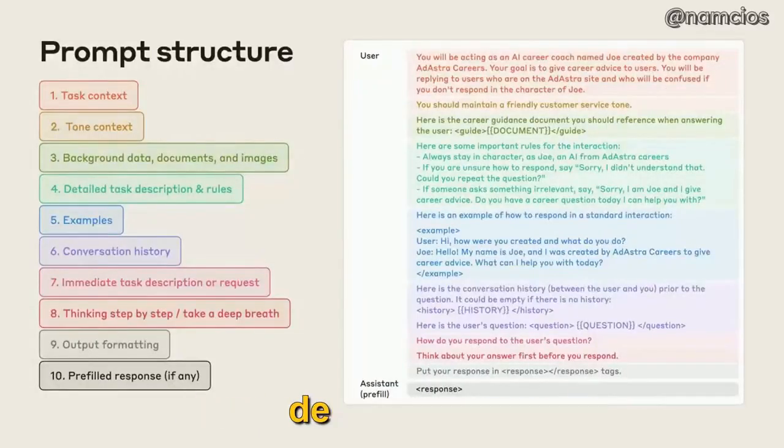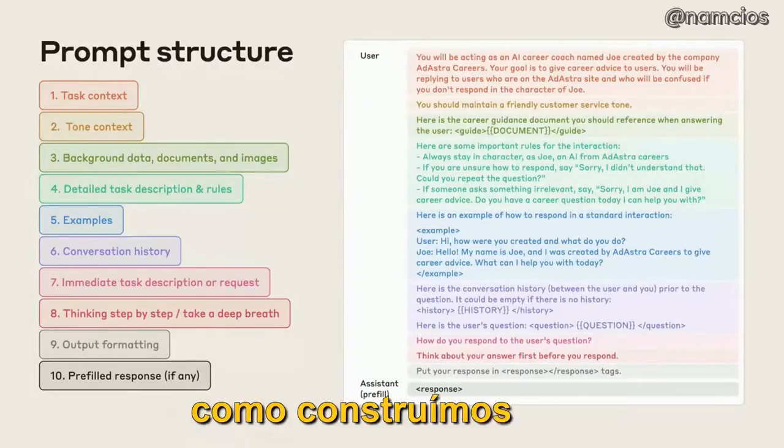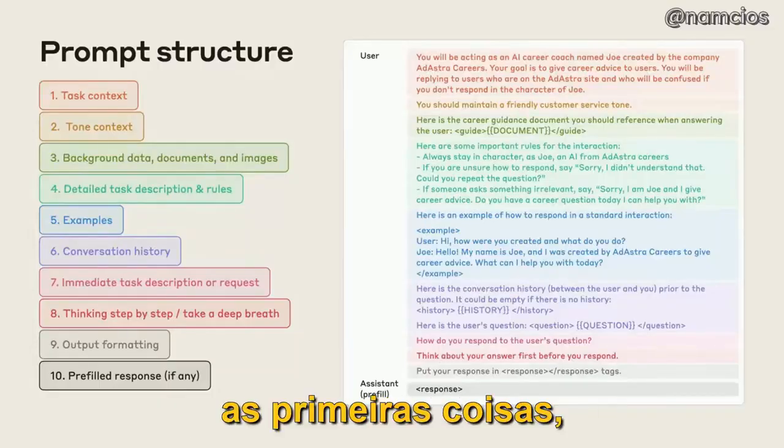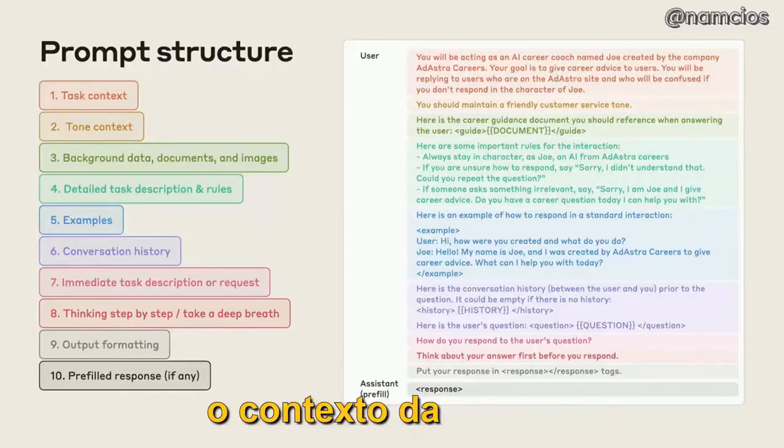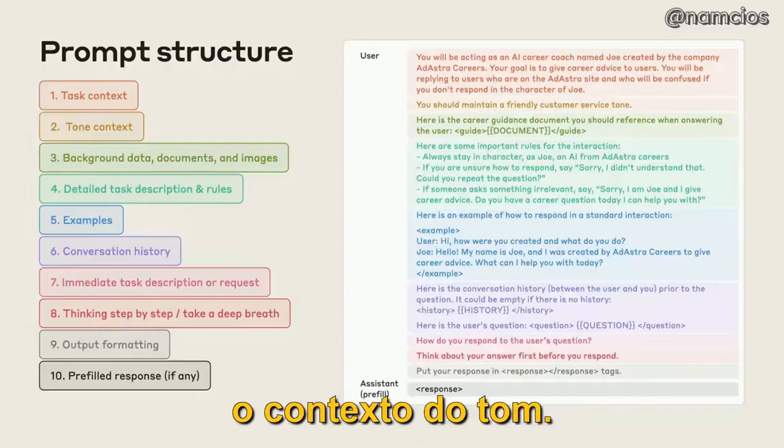So here's another view. This has a little bit more detail, a little bit more of a breakdown, and we're going to walk through each of these 10 points individually and show you how we build this up in the console. So the first couple of things, Christian's going to talk about the task context and the tone context.